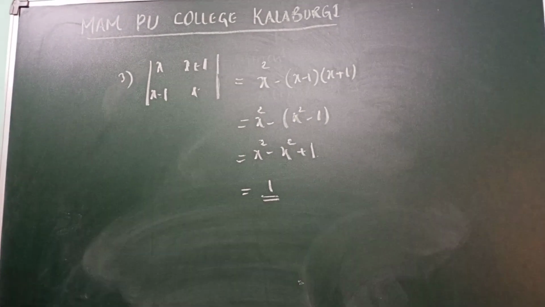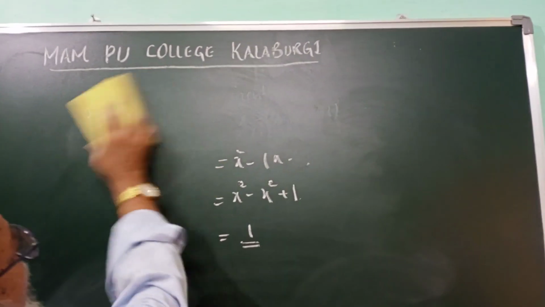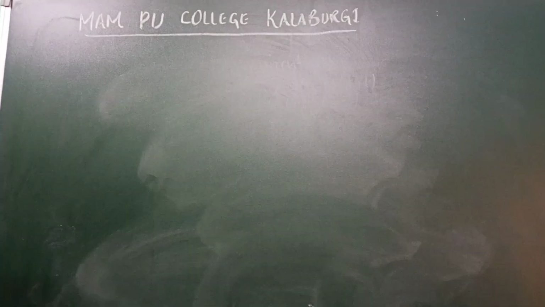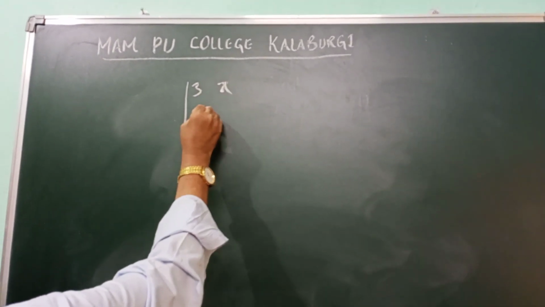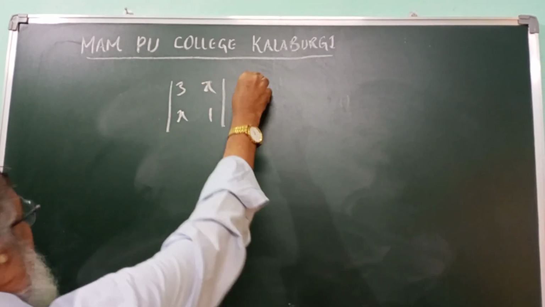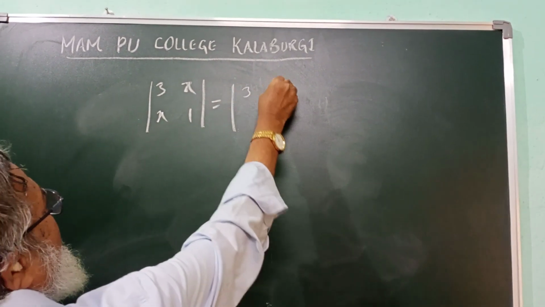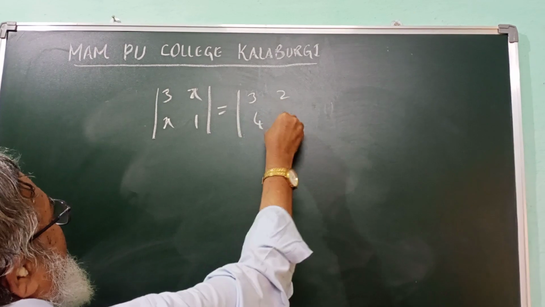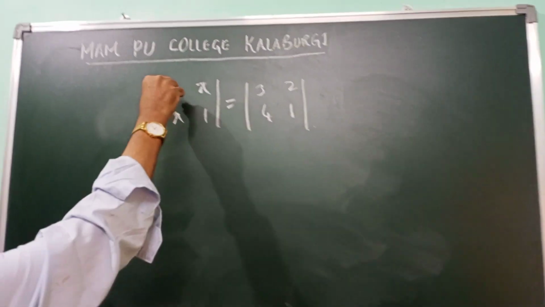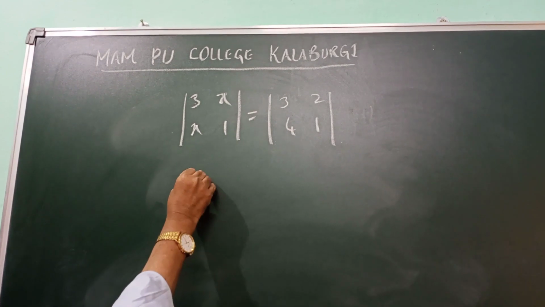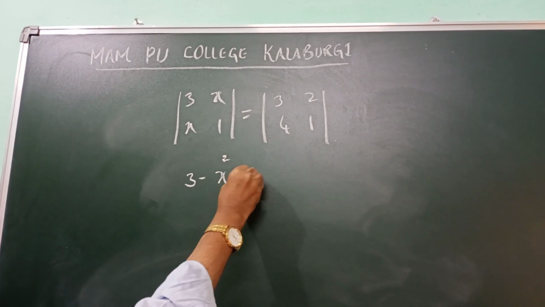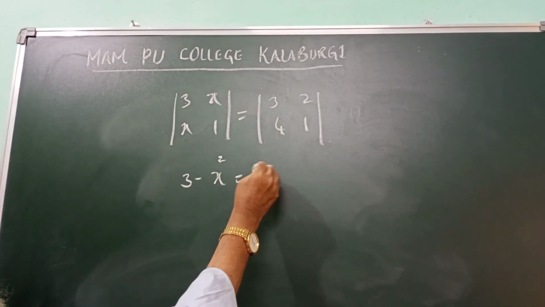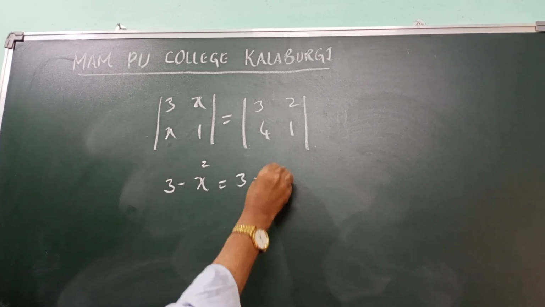Some problems based on this. Find the value of x. The determinant with entries 3, x, x, 1 is equal to the determinant 3, 2, 4, 1. Now we expand this determinant. 3 into 1 is 3 minus x into x, it is x square. Again 3 into 1 is 3 minus 4 into 2, that is 8.